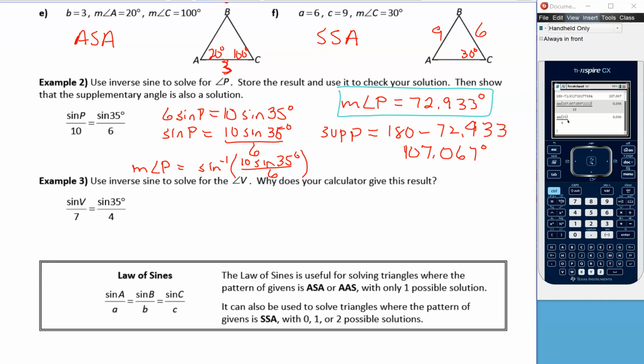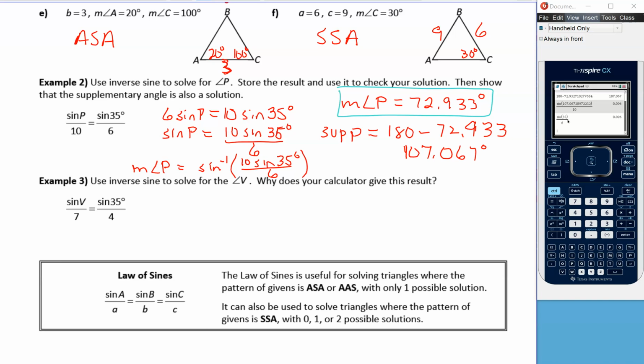The reason for this is that two angles, one in the first quadrant and one in the second quadrant, have the same sine value, since sine is positive in both the first and the second quadrant, that is, angles between 0 and 90, and their supplements, which would be between 90 and 180.